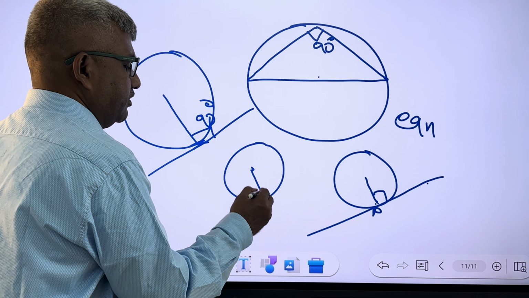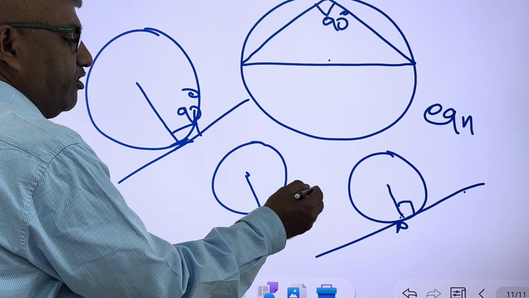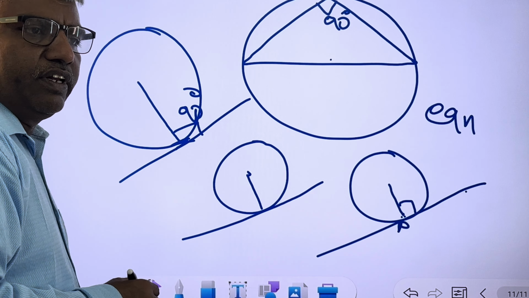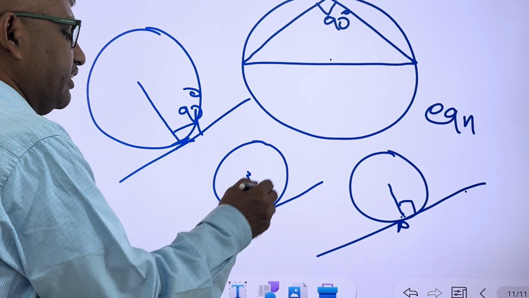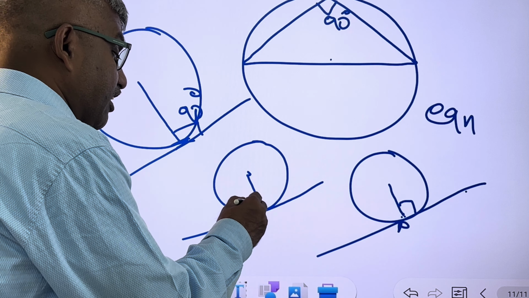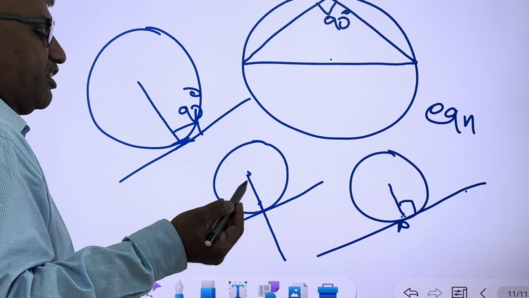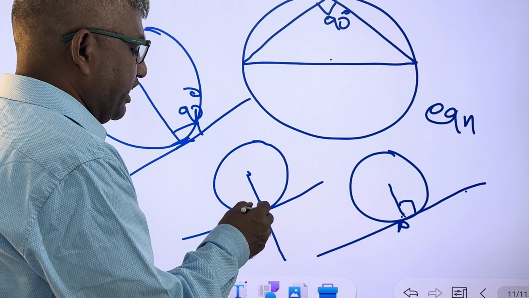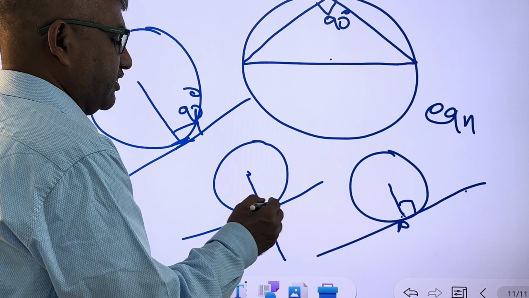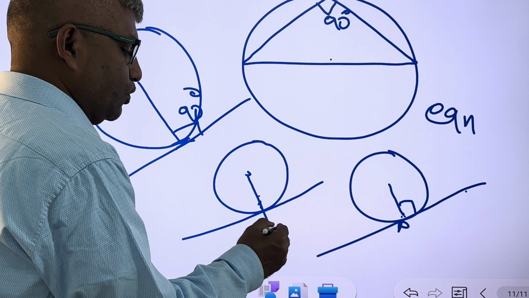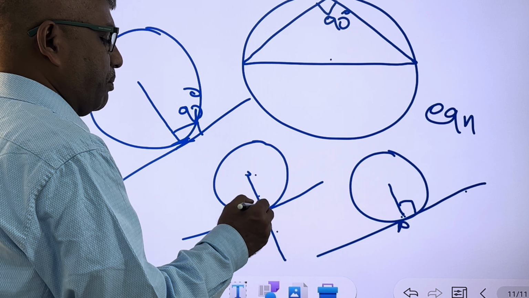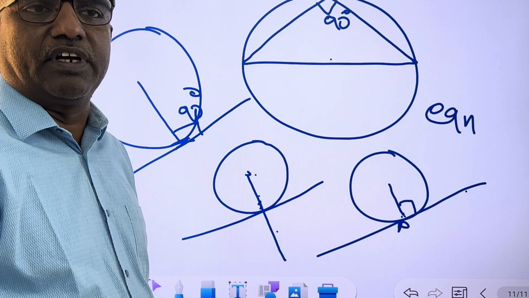Center they gave, point they gave. Usually they are asking for the tangent. They are asking for the normal, the equation of the normal. For the equation of the normal, there is no need for anything else, just use the same gradient, and either the center point or this point you can use.